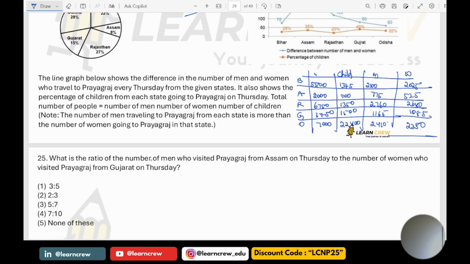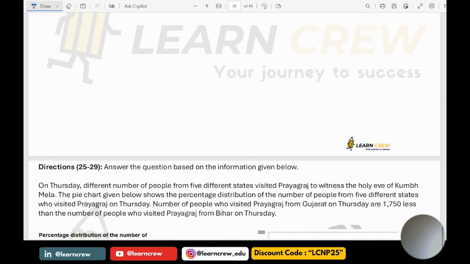Simply, what is the ratio of the number of men who visited Prayagraj from Assam on Thursday to the number of women who visited Prayagraj from Gujarat on Thursday? So what is the ratio you are looking at? 775 is to 1085. So it is how many times? 5 is to 7. 5 is to 7 is the answer. Next.